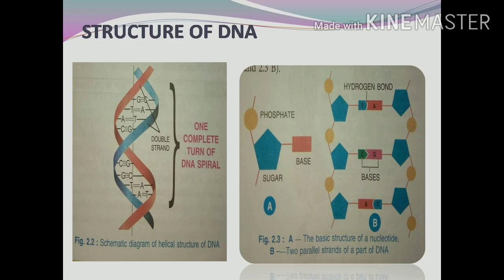So, here in the diagram we can see the pentose sugar: in one strand it is in the correct position, in another strand it is in an inverted position, because one strand is moving from 5 prime to 3 prime and the other is in the opposite direction, 3 prime to 5 prime end. So, that is why this is the structure of the DNA molecule.